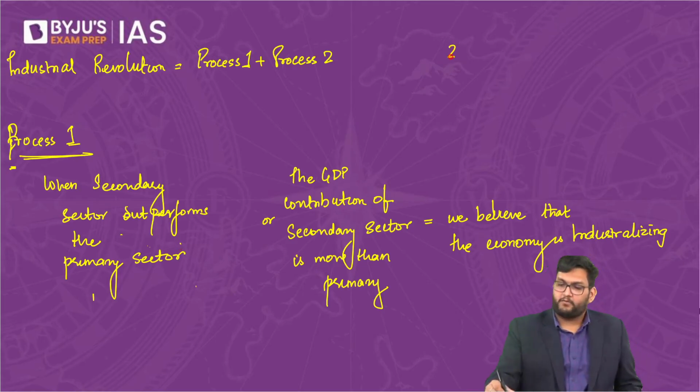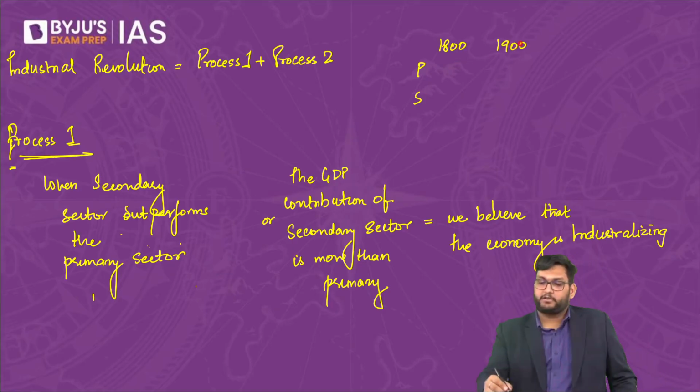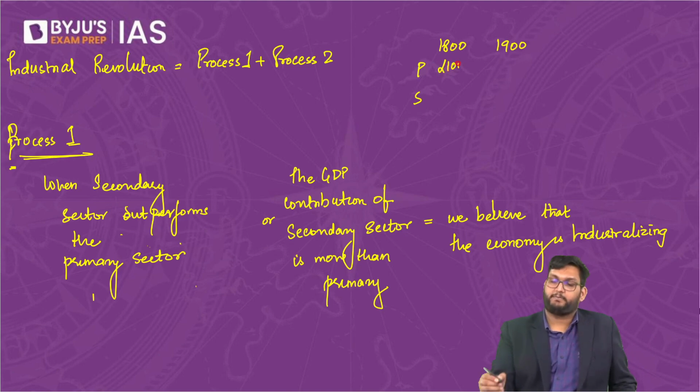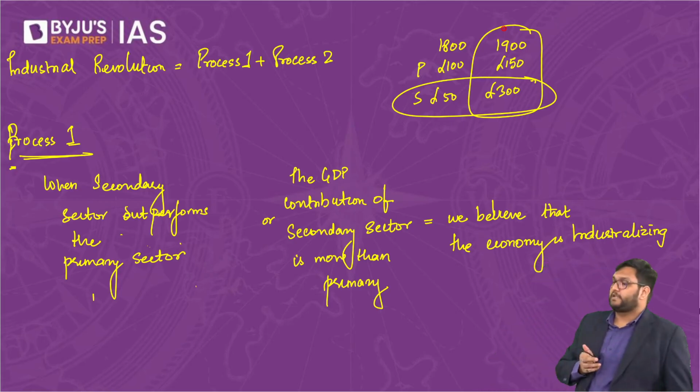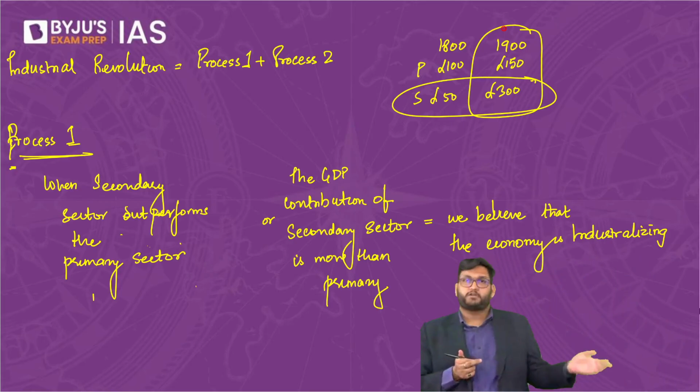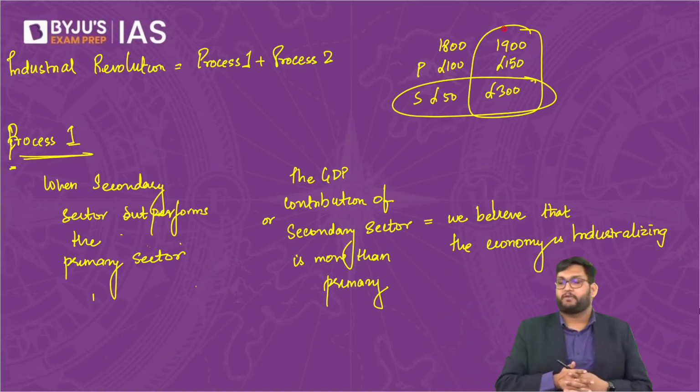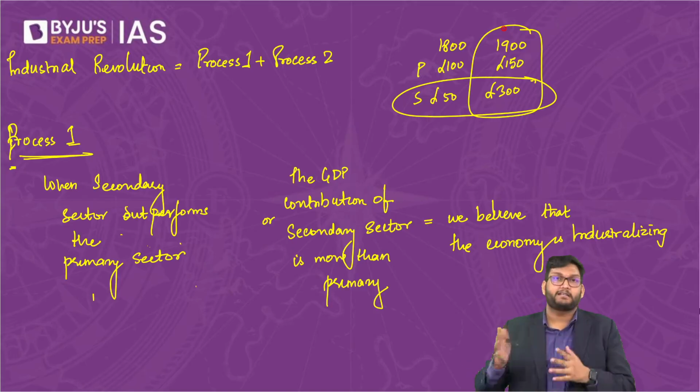Very simple example. For example, in 1800, the contribution of the primary sector was 100 pounds and the secondary sector was 50 pounds. Now in 1900, it becomes 150 pounds, but this becomes 300 pounds. So this is what we call GDP contribution being significantly up. It does not mean that primary has gone down. It just means that secondary is outperforming the primary and the GDP contribution is more.